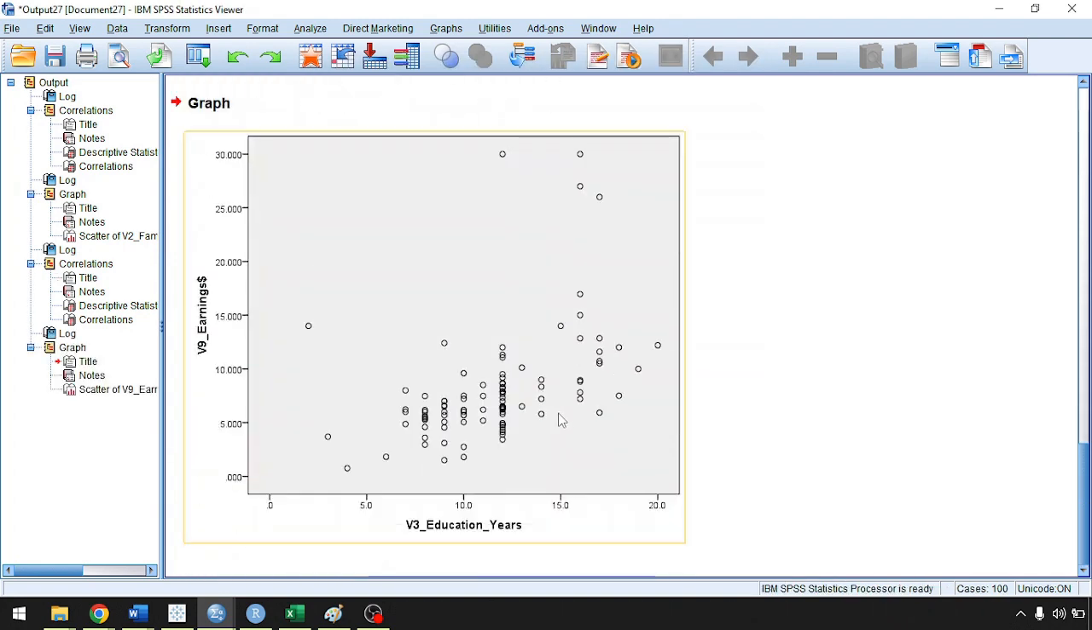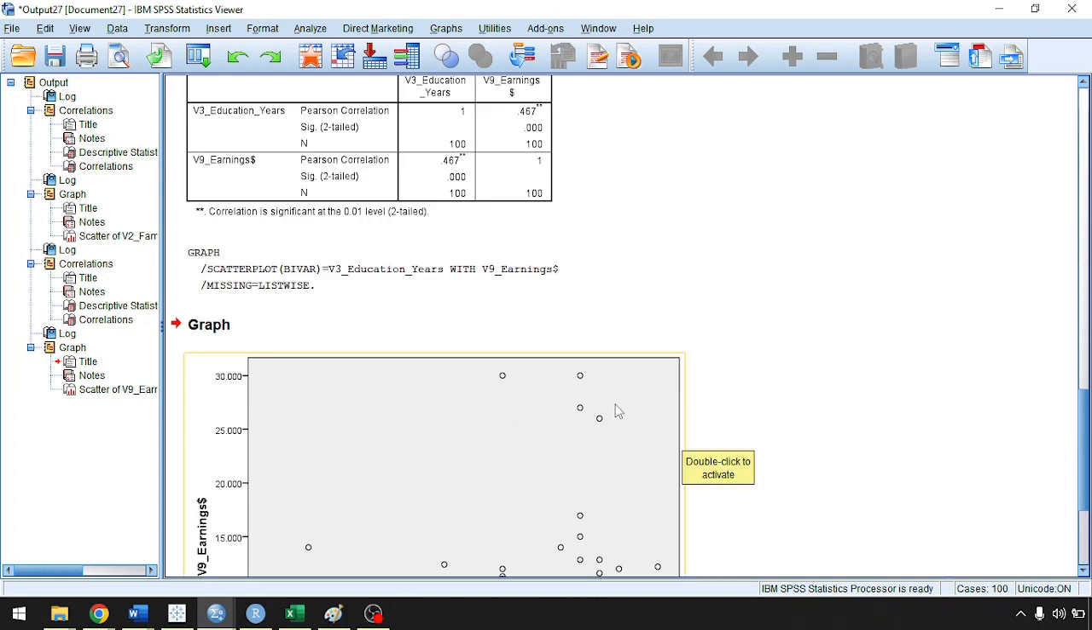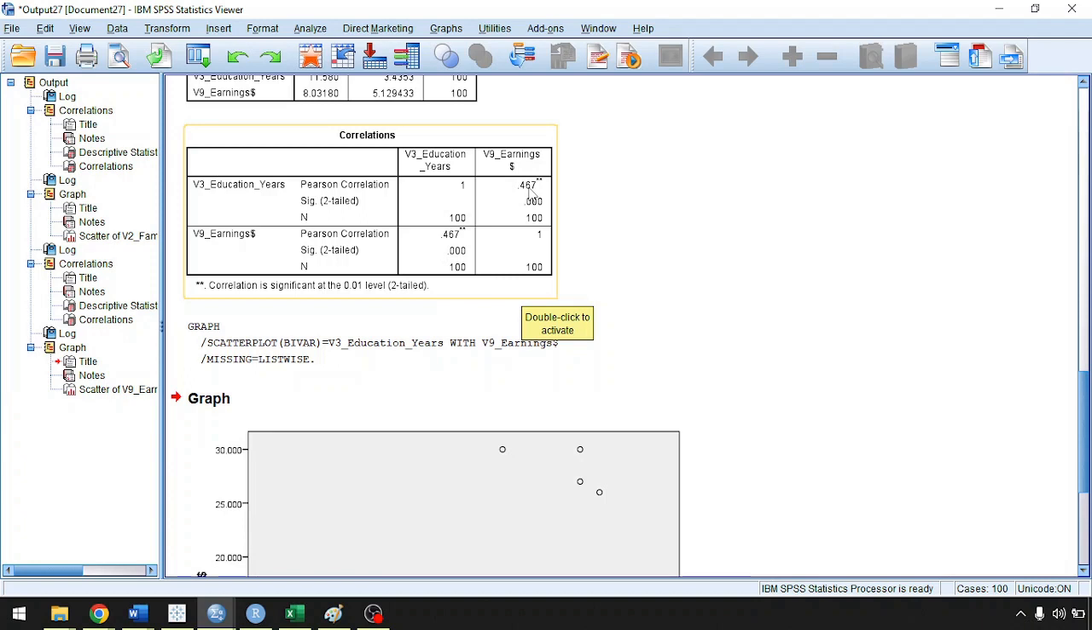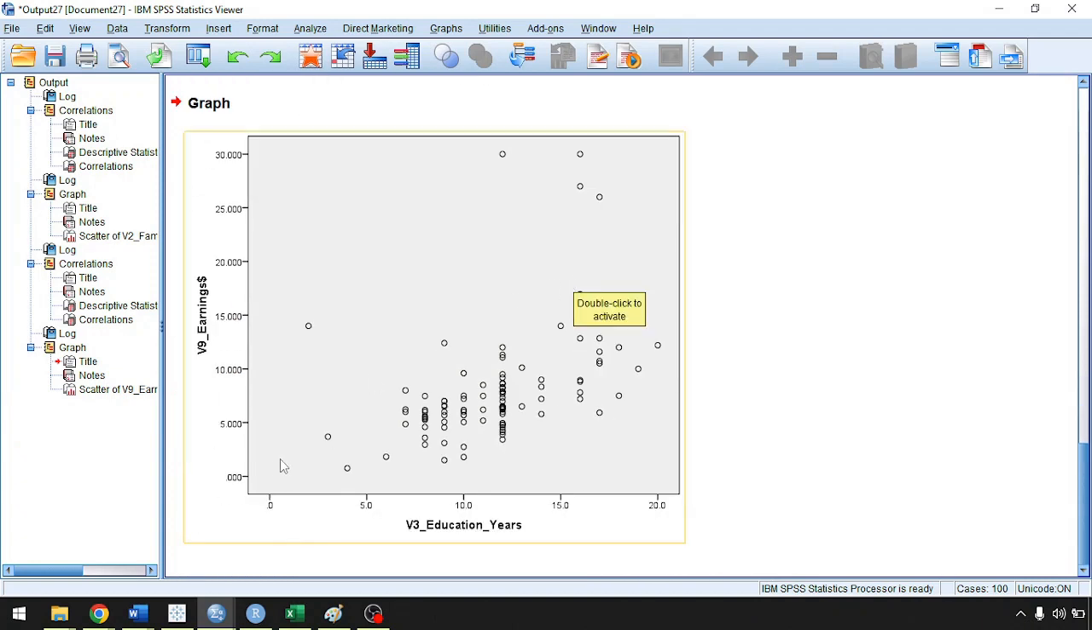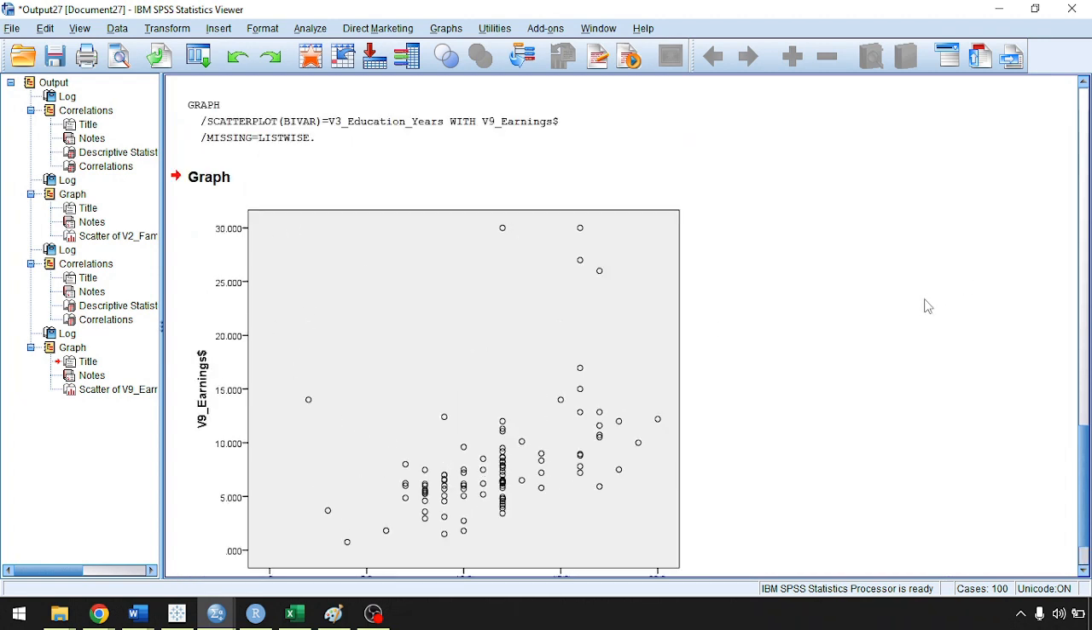Okay, there you go. As you can see, one variable goes high, the other variable goes high. As a test of significance indicates, it's a positive correlation. So when the earning goes high, the number of education goes high. When the number of education goes high, the earnings goes high. If one goes down, the other one goes down.